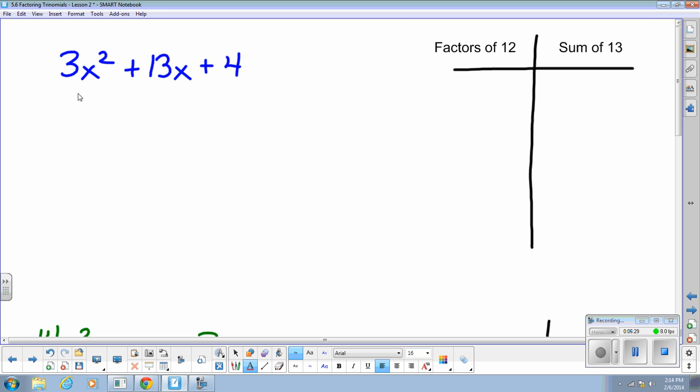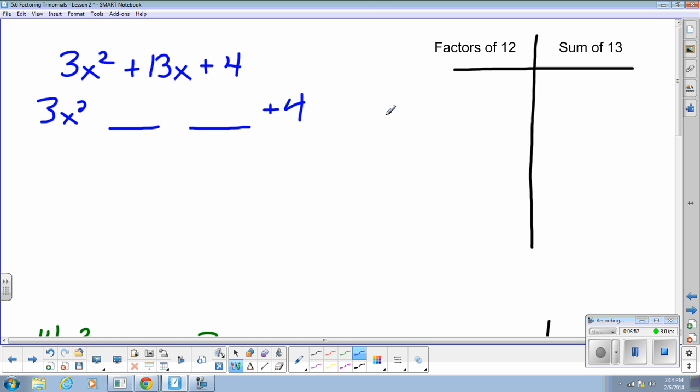We aren't going to necessarily put parentheses like we did when we had a plain x squared. We can't do that. We have to break this apart into what it looked like before that middle term was added. So to do that right away, I will write down my first term, which I know is 3x squared. I'm going to have a term here and a term here, followed by a plus 4. But what I have to figure out is, what are those terms going to be?